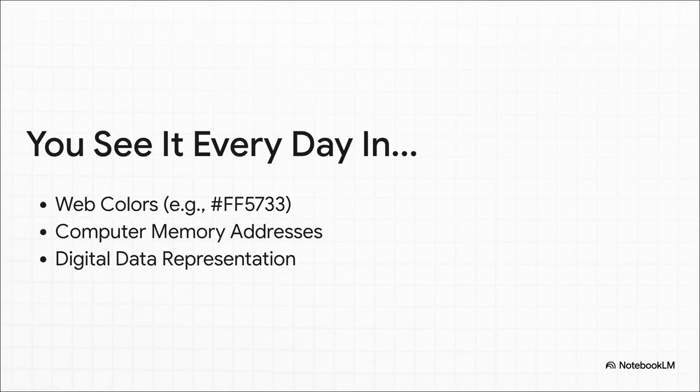You ever see a color code on the web that looks like a hashtag and then 6 letters and numbers, like hashtag FF5733? Yep, that's hexadecimal. It's just a compact way of telling the browser exactly how much red, that's the FF, green, the 57, and blue, the 33, to mix together to make a specific color. It's used for everything from computer memory addresses to file permissions.